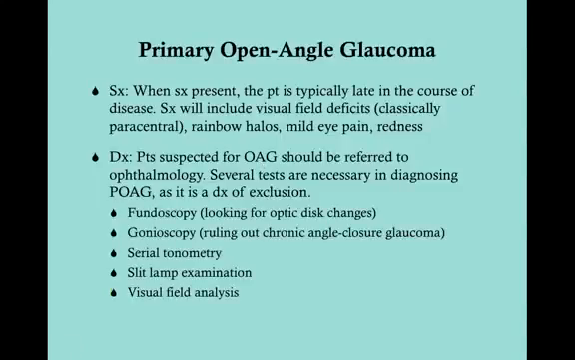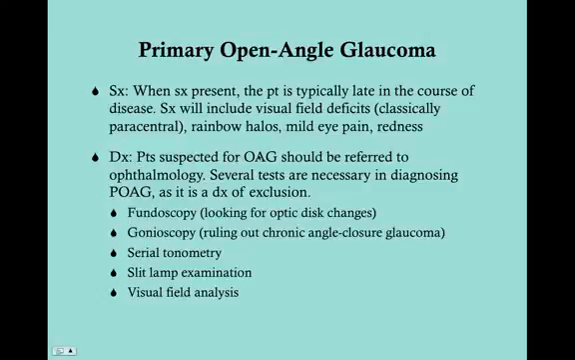So when symptoms present, the patient is typically later on in the course of the disease. Symptoms will usually involve visual field deficit, classically paracentral or arcuate. They'll have halos, rainbow halos. I don't know if you've ever gotten water in your eyes and looked at light and seen little rainbow halos around it. It's kind of what it's like. Mild eye pain and redness.